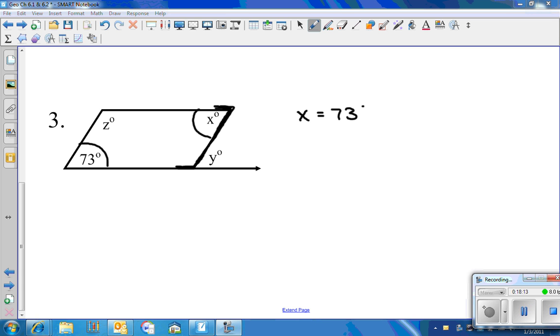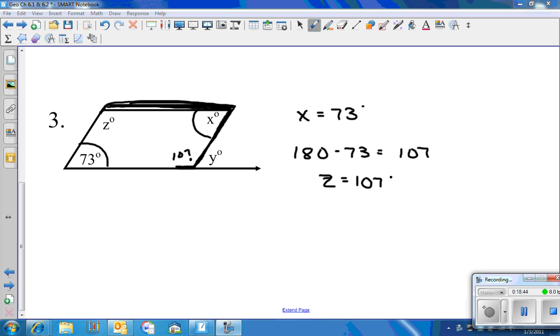Now that I know it's 73, I can find this measurement right here, which is 180 minus the 73, because they're supplementary. And I get 107. So that angle measurement here is 107, right? And opposite angles are the same. These are consecutive angles, and they add up to 180, so that would be z. So z equals 107 degrees.